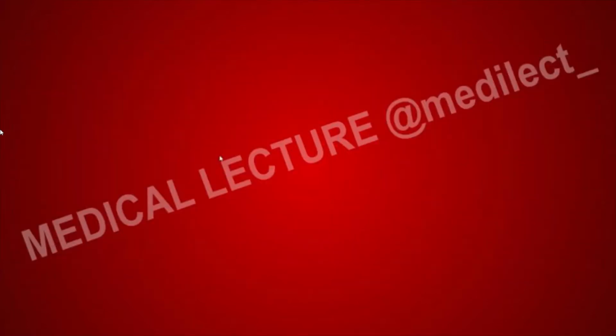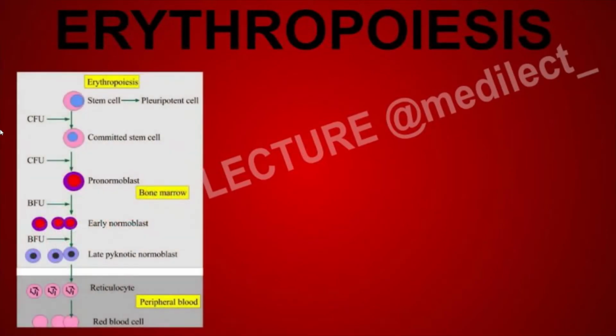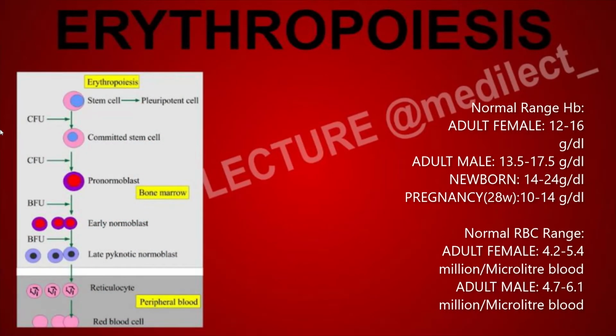Now next, erythropoiesis. First of all, what is erythropoiesis? Erythropoiesis is a very vital process of formation of the red blood cells in the body. Now one more important thing: what is the location of this erythropoiesis process in the body?